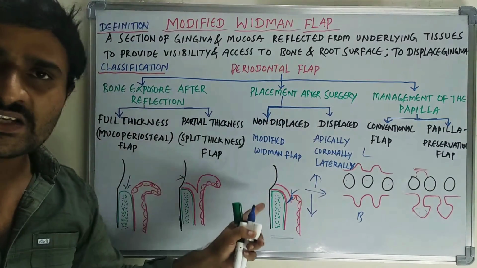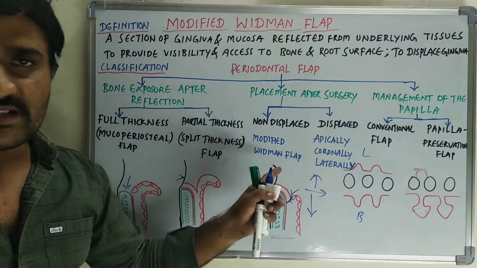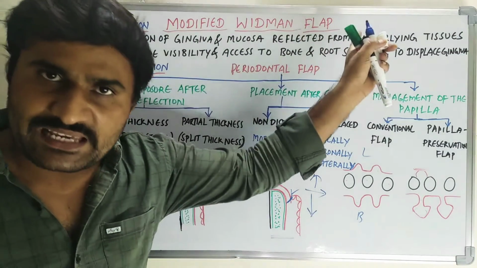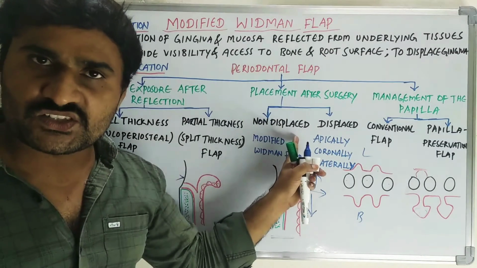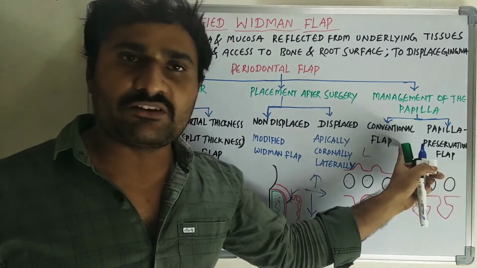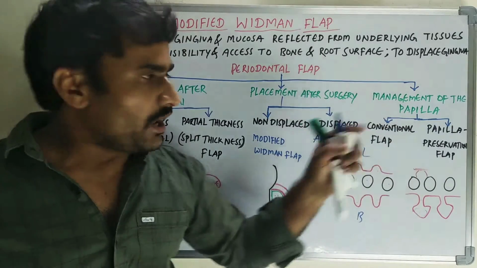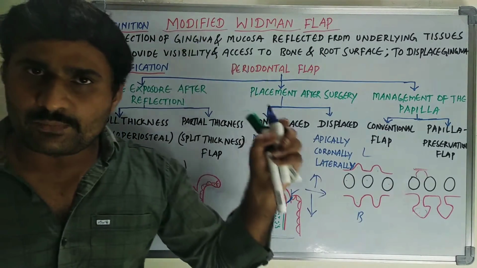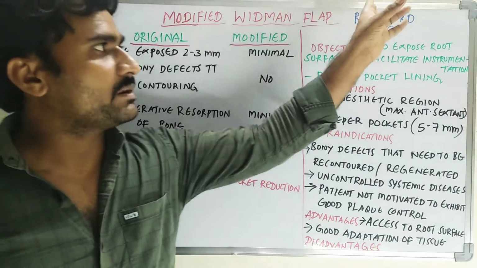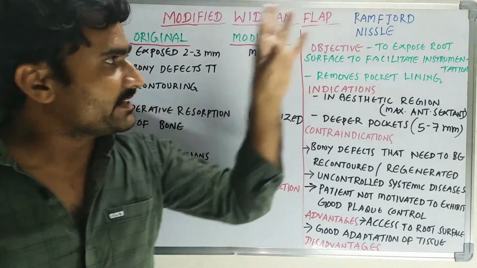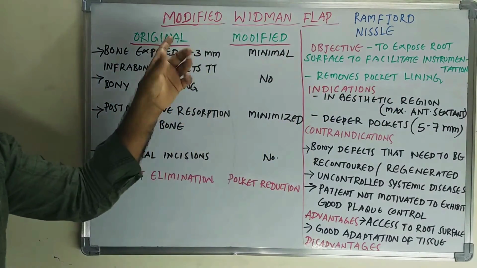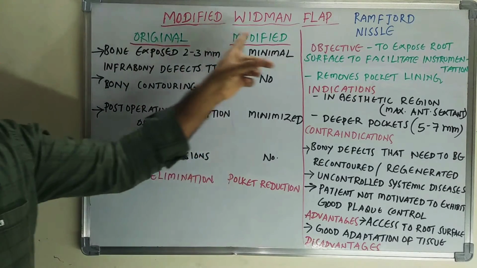So based on these classifying categories, the modified Widman flap is a full thickness flap, non-displaced, and it is a conventional flap. Now we will discuss the modified Widman flap. Modified Widman flap is given by Ramfjord and Nissle. It is modified because there are differences between the original and modified.